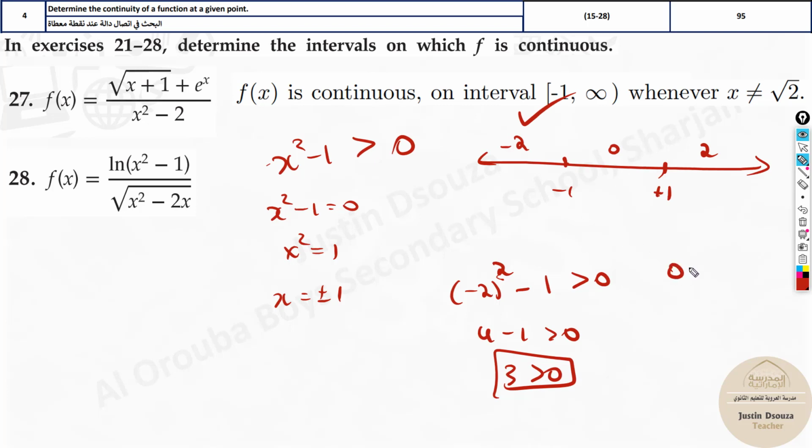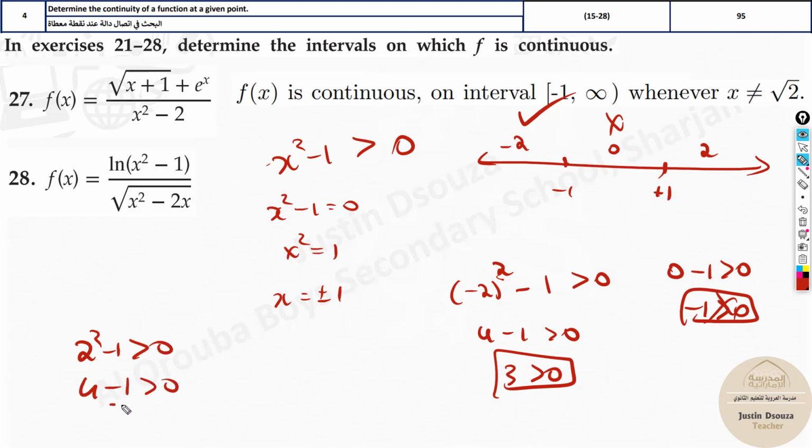Next, put 0. 0 squared is 0, minus 1 must be greater than 0. Minus 1 is greater than 0 is wrong. No, that doesn't work. Let's take the next one. What if it's 2 squared minus 1 greater than 0? Yes, it is 4 minus 1, 3 is greater than 0. It is true. So these are the intervals.